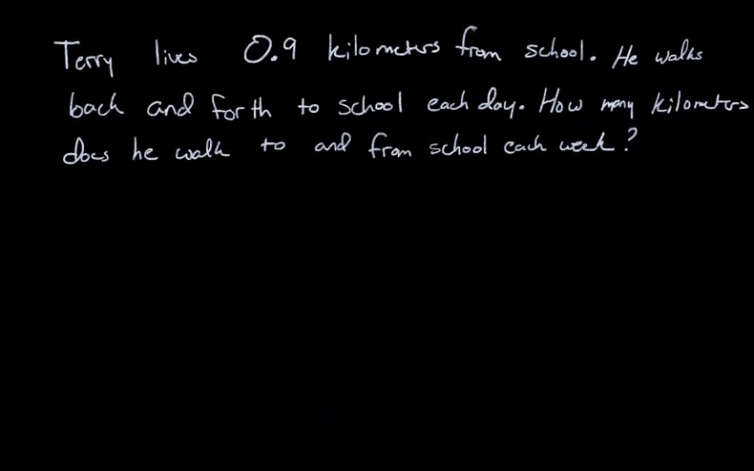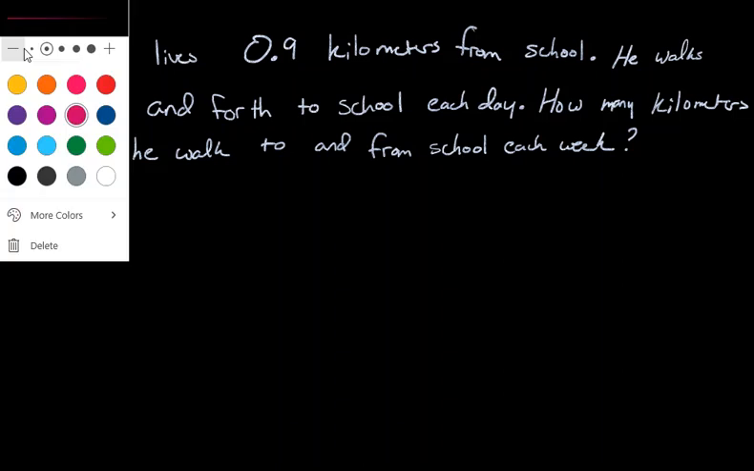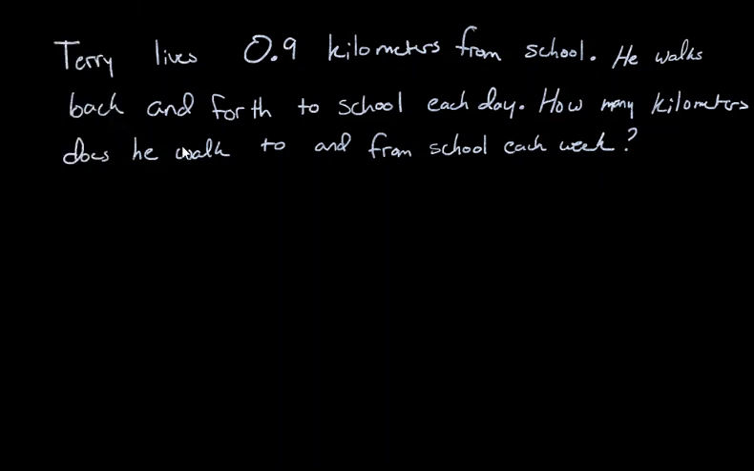Try to keep this video as short as I can, moving as quick as I can. This is from your homework. Terry lives 9 tenths of a kilometer from school. He walks back and forth to school each day. How many kilometers does he walk to and from school each week? Well, if he goes one way to school and back, that means he's actually walking twice a day and 5 days during a week of school.